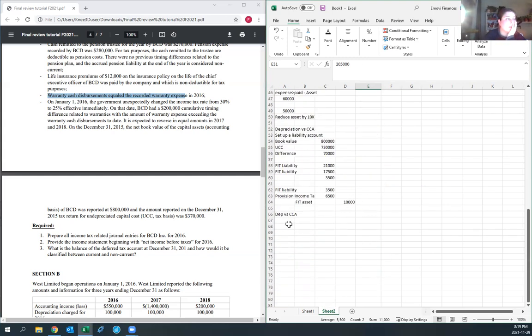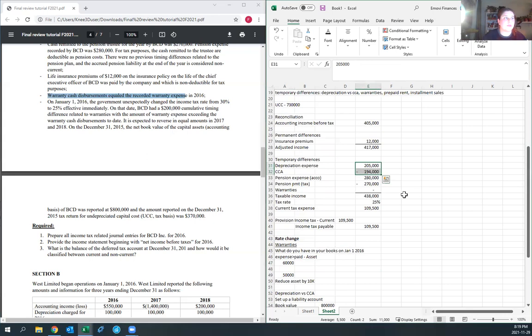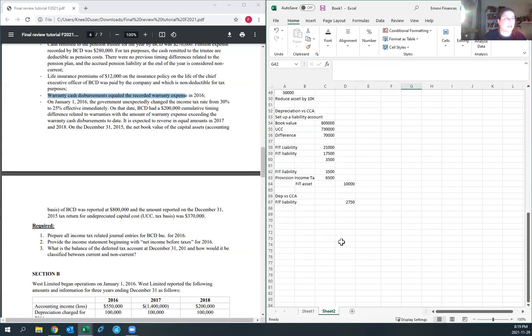So I'm going to come and reduce my liability by 11,000 times 25%. So I'm basically taking the differences between the two times my tax rate. And then that goes into my provision, income tax, future for the same amount.